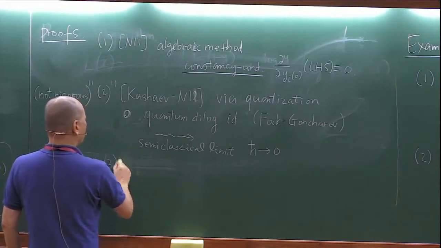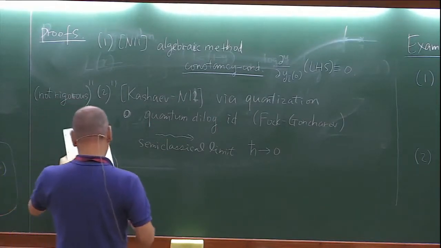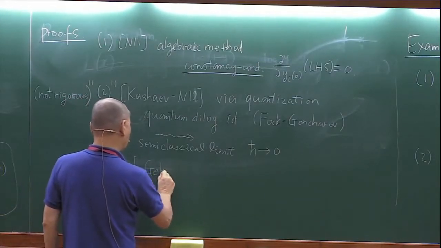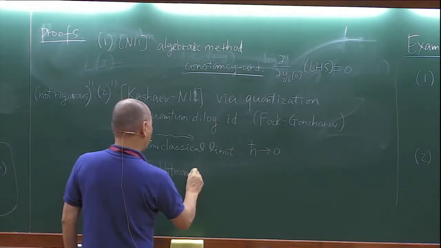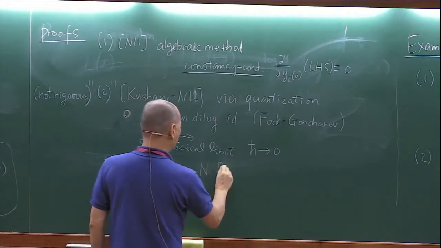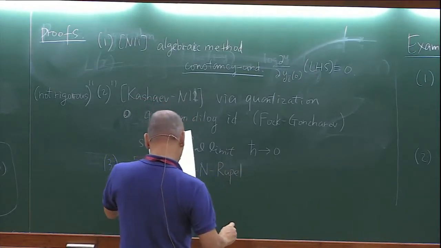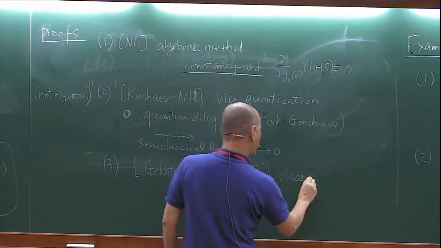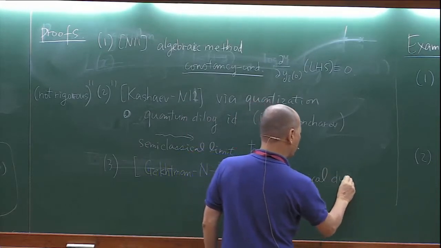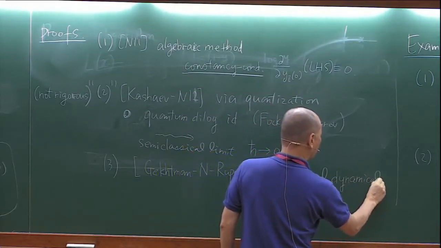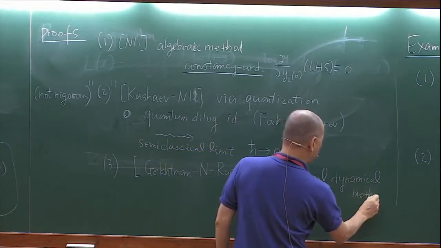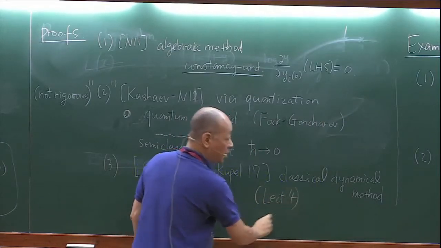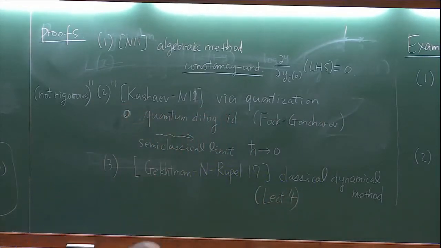And the third proof of this identity, I like it best, I would say. This is due to Gekhtman, myself, and Dylan Rupel, more recently. We use a classical dynamical approach, a dynamical method. And I will explain this in the next lecture because I want to show it at the end.